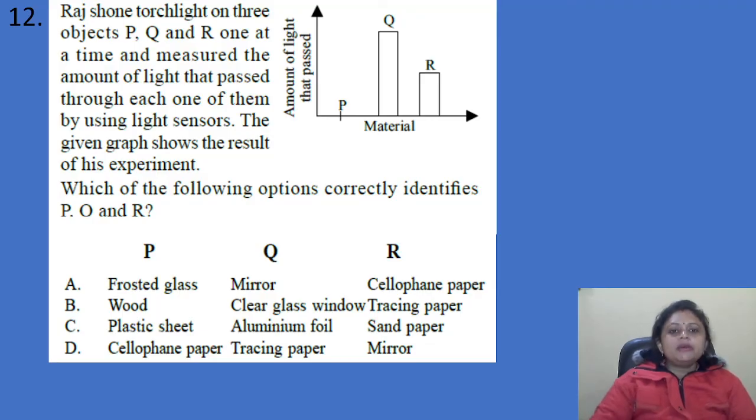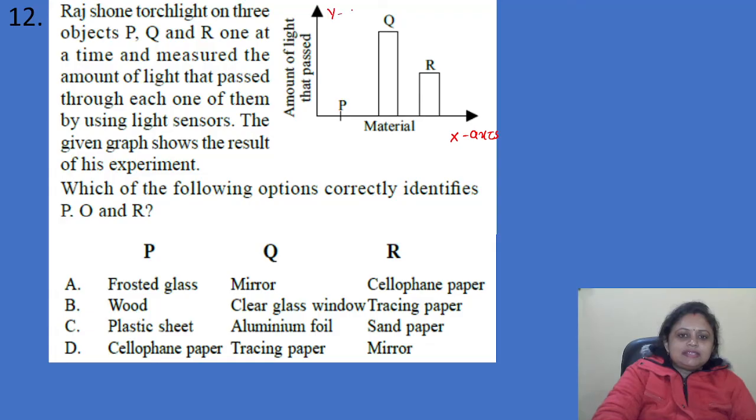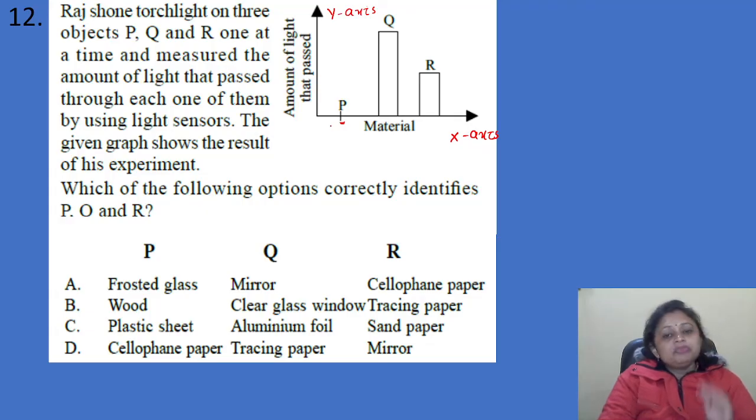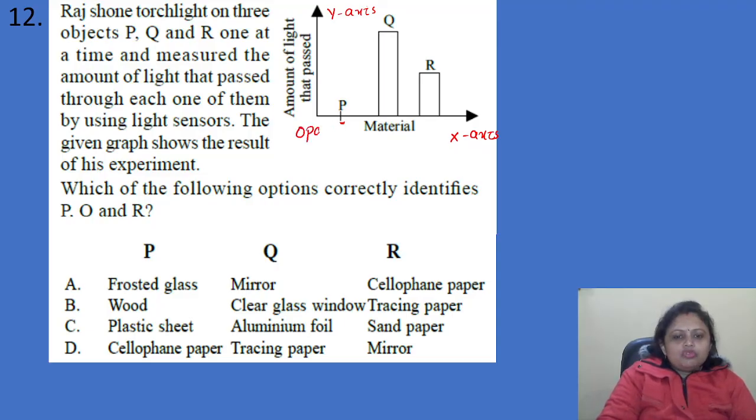Here in the x-axis material is taken, and in the y-axis, amount of light that passed. In P, the y coordinate is 0, it is present on the x-axis. That means the amount of light that passed through P is 0, which means no light can pass through P. Got it? So if no light can pass through it, we can call it an opaque object.